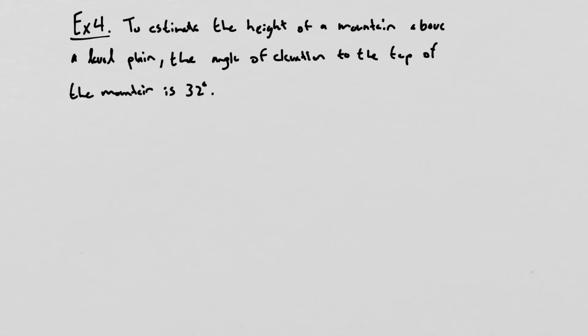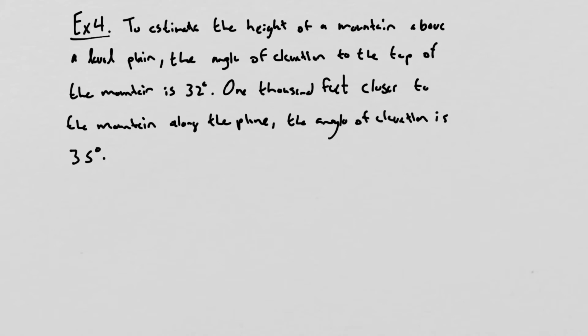To estimate the height of a mountain above a level plain, the angle of elevation to the top of the mountain is 32 degrees. Then, 1,000 feet closer to the mountain, along the plain, the angle of elevation is 35 degrees. Estimate the height of the mountain.